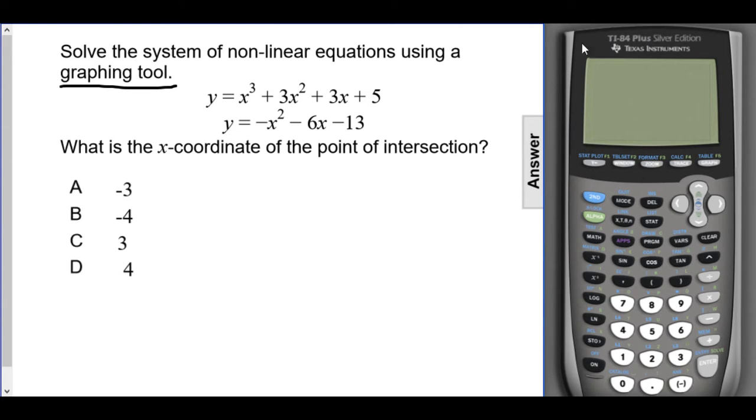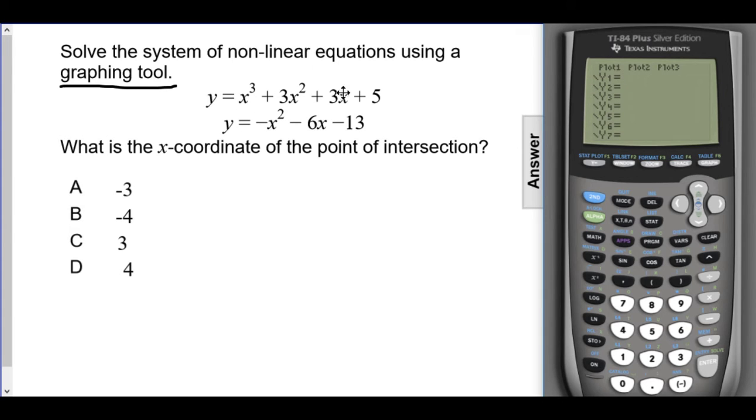This is an example of one. This is a TI-84 Plus Silver Edition. So since both equations have the y by itself, we can type them into the calculator by going to the y equals button. So we can now type both of these into y1 and y2.